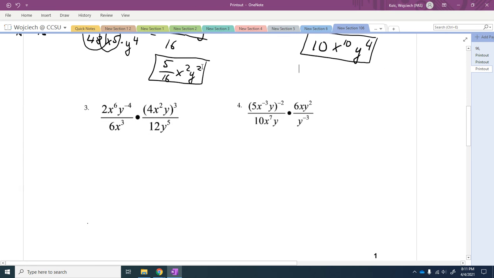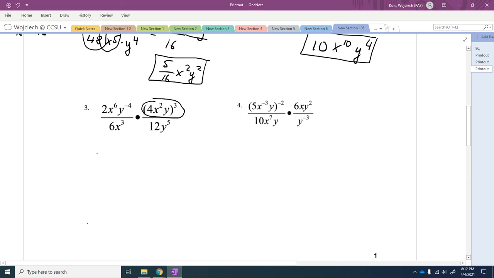Question number 3 looks challenging. Okay. I think the first step should be to simplify this. And again, as I said in the other video, you can solve each problem following different steps. You don't have to follow my steps. If you can do this in a different way, most likely it is fine.